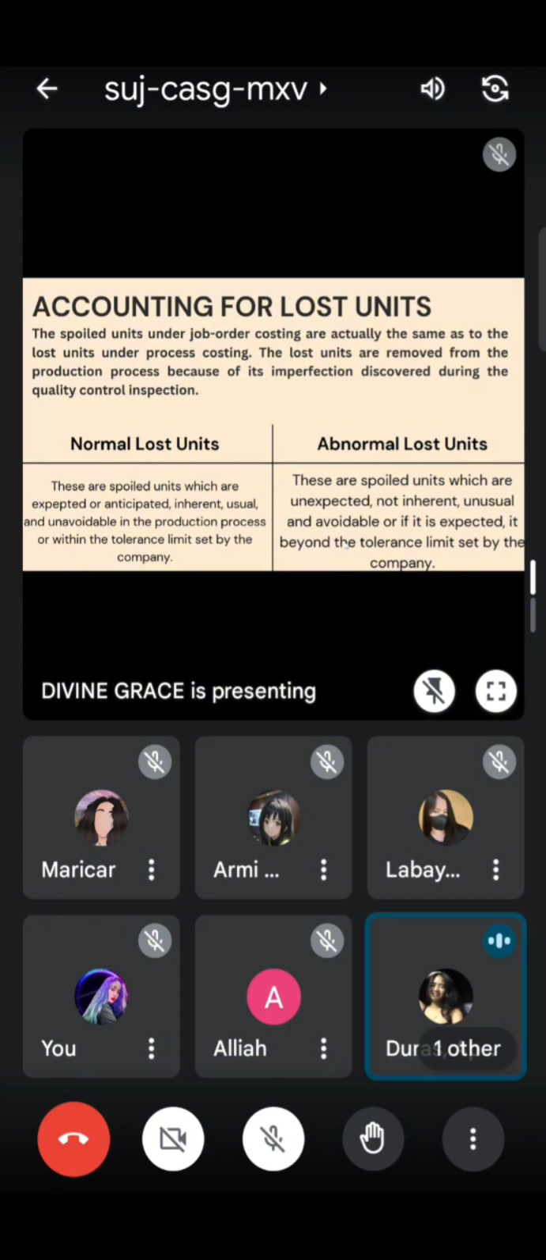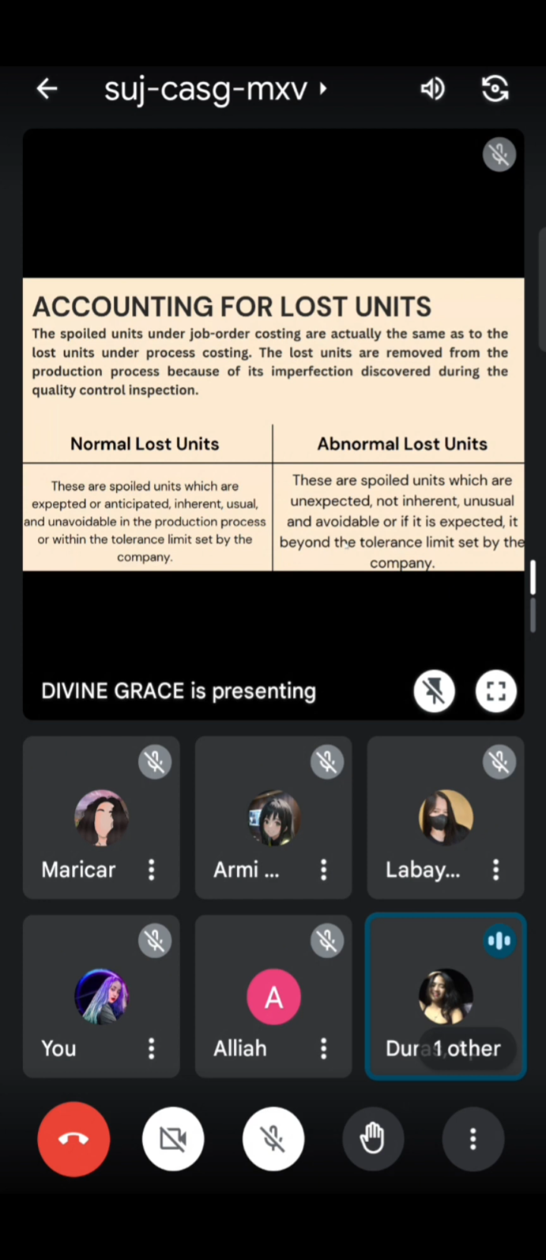Accounting for lost units. The spoiled units under job order costing are actually the same as the lost units under process costing. The lost units are removed from the production process because of its imperfection discovered during the quality control inspection. Accounting for lost units involves recognizing and adjusting for inventory or production units that have been damaged, stolen, or lost in some way. This is typically done through inventory write-offs or adjustment to accurately reflect the true value of inventory on hand.